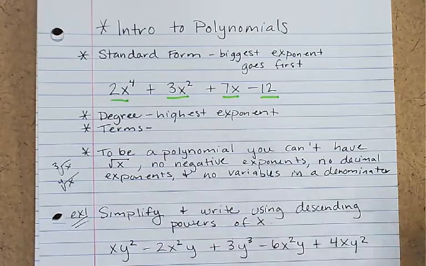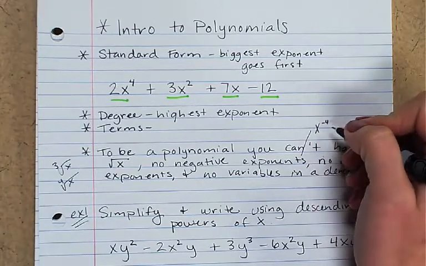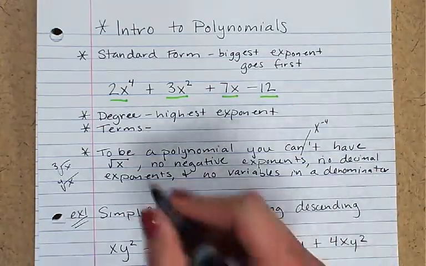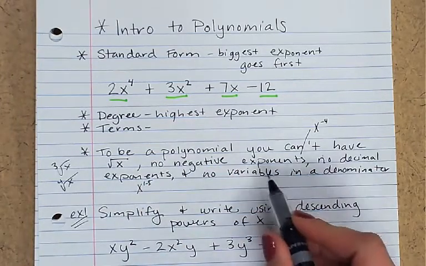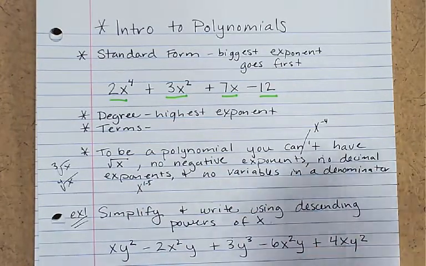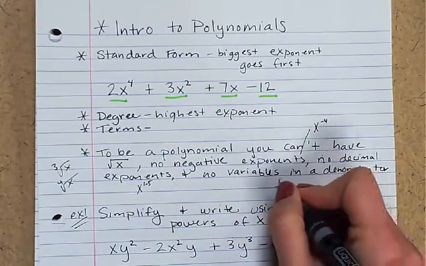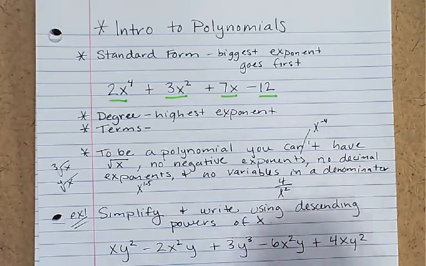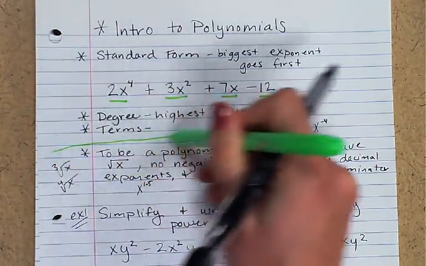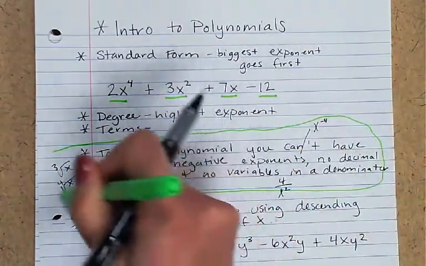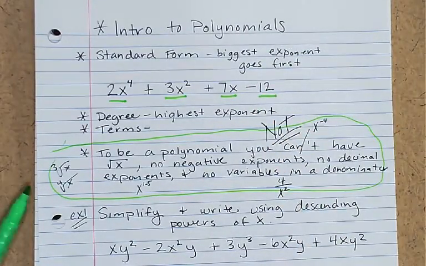You also cannot have negative exponents. So if you ever had like x to the negative fourth, this is not a polynomial. No decimal exponents. So that's not allowed. And you can't have variables in the denominator of a fraction. So if any term in your expression has like 4 over x squared, not a polynomial. So again, these are all examples right here that I wrote. This is not a polynomial.